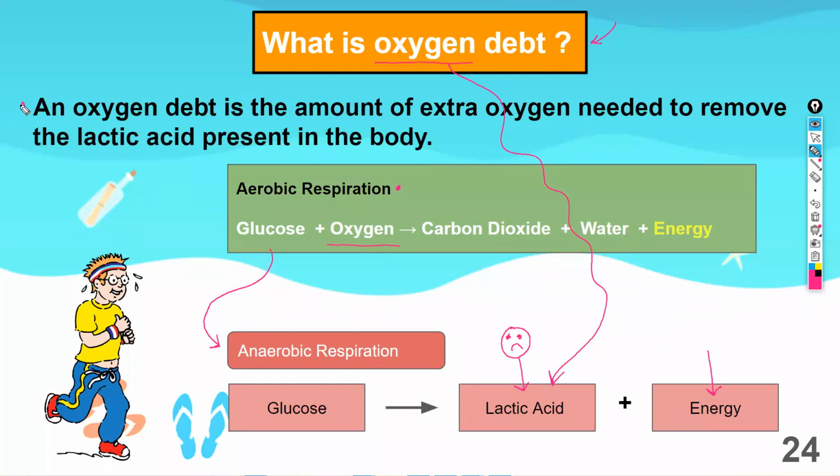So, oxygen debt. Oxygen debt is the amount of extra oxygen needed to remove the lactic acid present in the body. Everyone's okay with that explanation? You're just breathing in hard to get more oxygen in your body so it can attack the bad lactic acid and break it down and get rid of it, right? Write down everything you need to on the screen and we will be moving on.